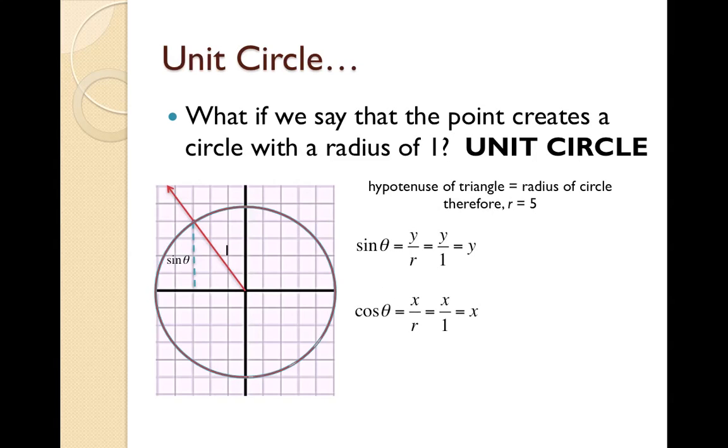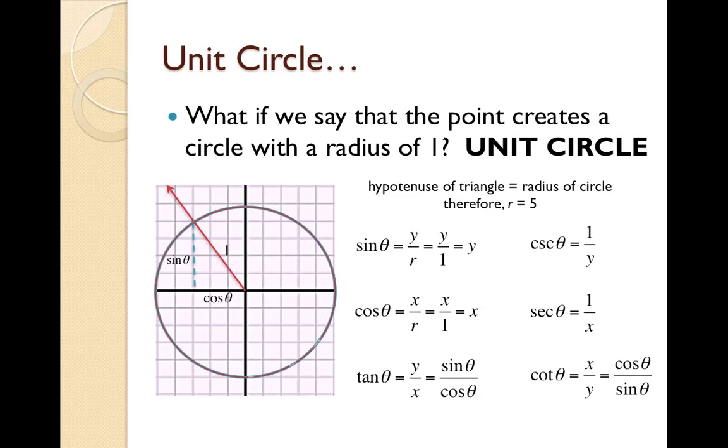Same with our cosine. If we replace r with 1, then cosine ends up just being our x coordinate. And so cosine is going to be that distance. And then tangent is still going to be y over x because there was no r in that formula. But now we can also replace that with sine of theta over cosine of theta. So again, this is showing us how that quotient identity comes about. The fact that the tangent of theta can be written as sine of theta over cosine of theta.